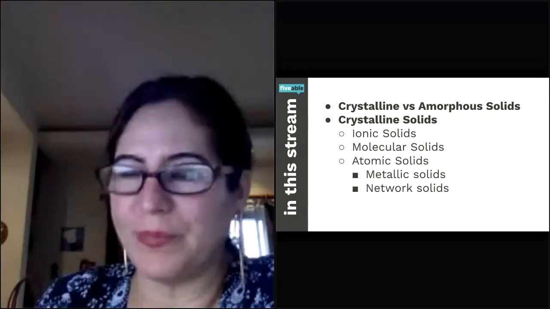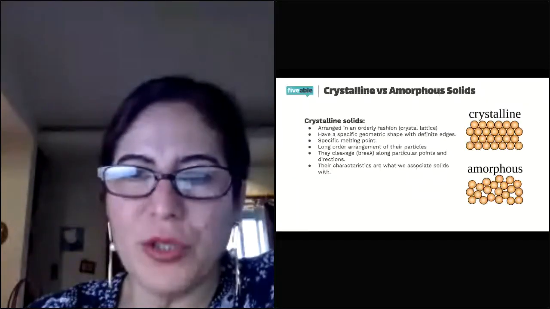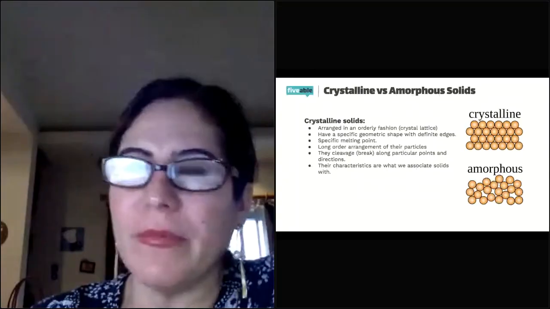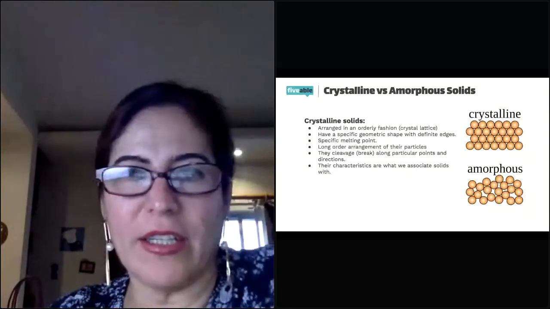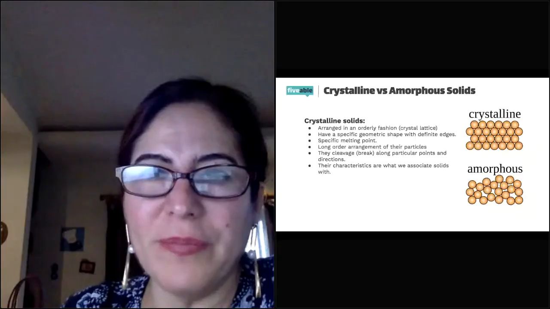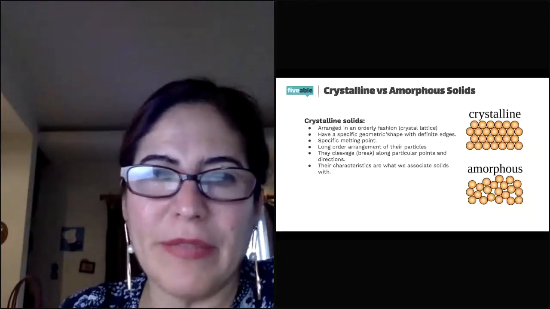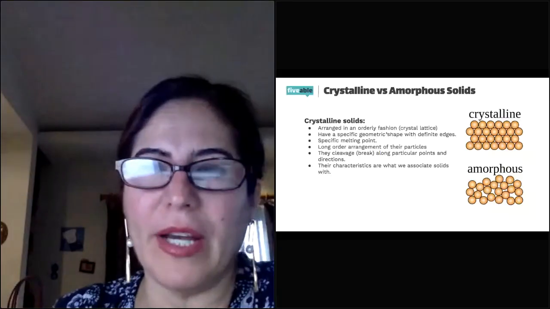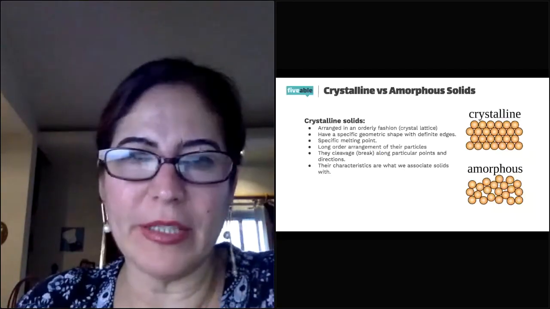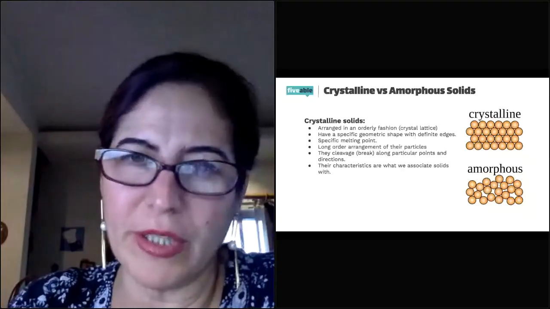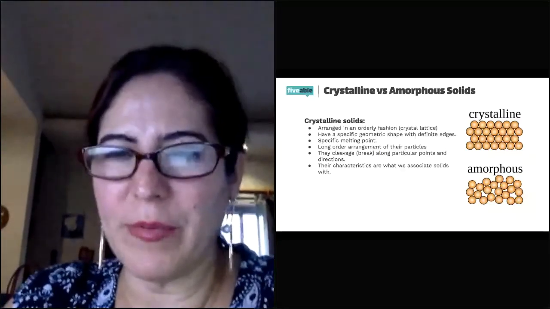Okay, so the first distinction that we're going to make is crystalline versus amorphous solids. Crystalline solids are arranged in an orderly fashion. They form a crystal lattice. They have a specific geometric shape with defined edges. They have a specific temperature for their melting points and for their boiling points, for that matter. They will have a long order arrangement of particles.